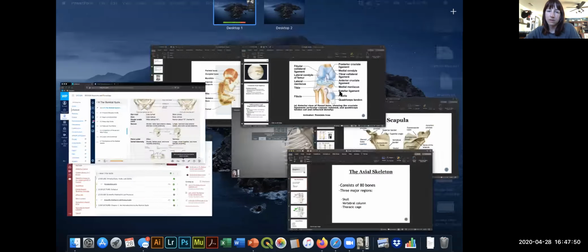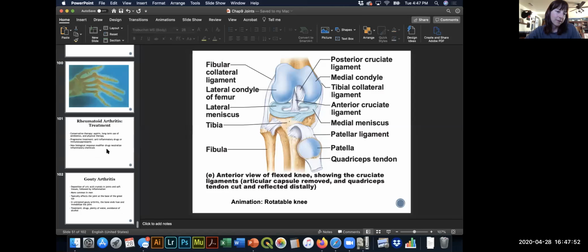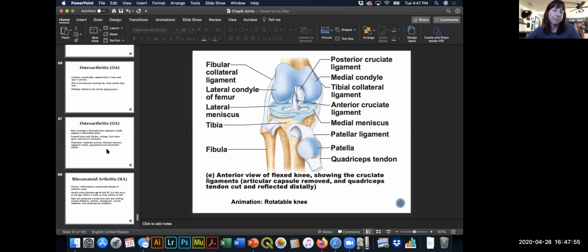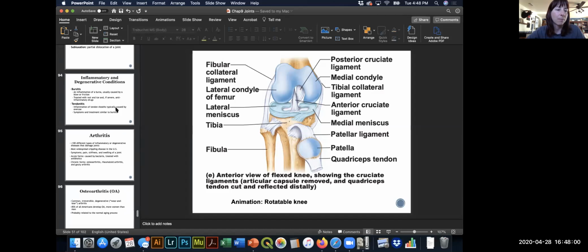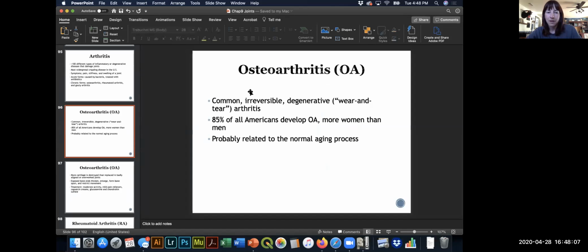What else? We talked about the knee joint and different types of degenerative joint diseases. There are basically 3 different types of arthritis that we talked about. We talked about osteoarthritis, which is basically the wear and tear. It's like the cartilage version of osteoporosis, right? Osteoporosis is the general breakdown of bone as you age, and osteoarthritis is the general breakdown of cartilage as you age.